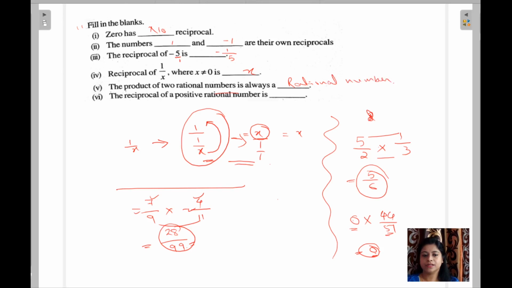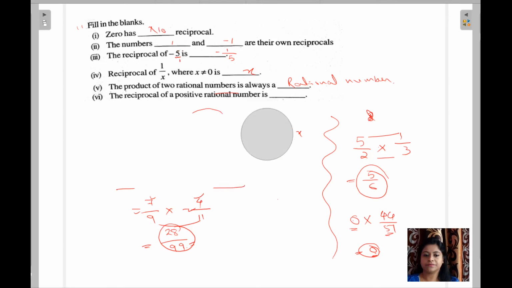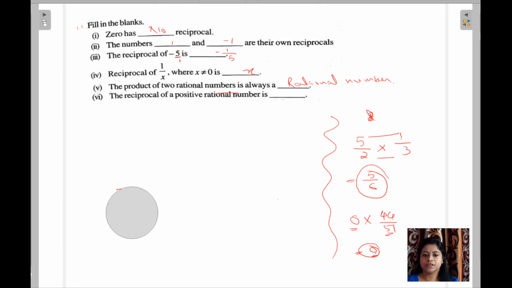Now the last one. The reciprocal of a positive rational number. It is very simple. If the number is positive, then the reciprocal should be positive. Say if we write 3, what will be the reciprocal of 3? 1 by 3, just the opposite, as 3 can be written as 3 by 1. If we write 2 by 5, the reciprocal is 5 by 2. Just the opposite one.